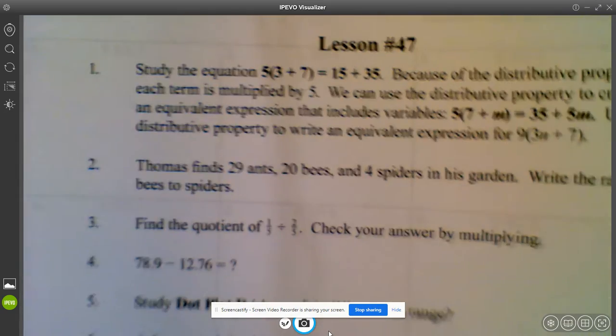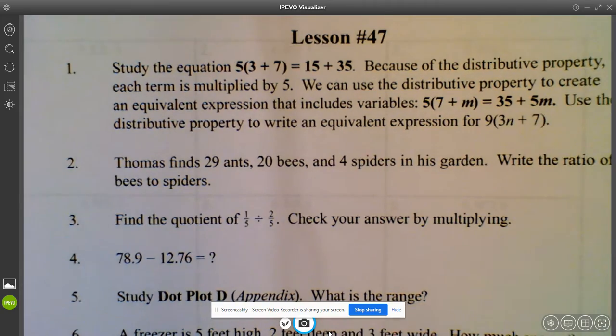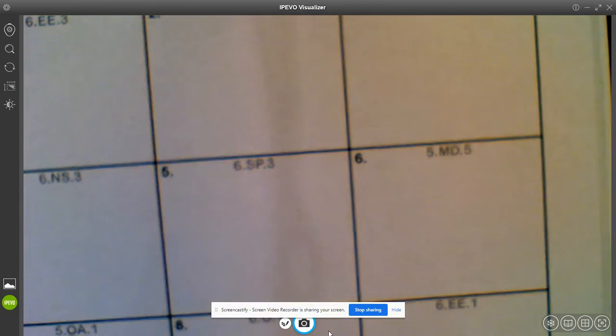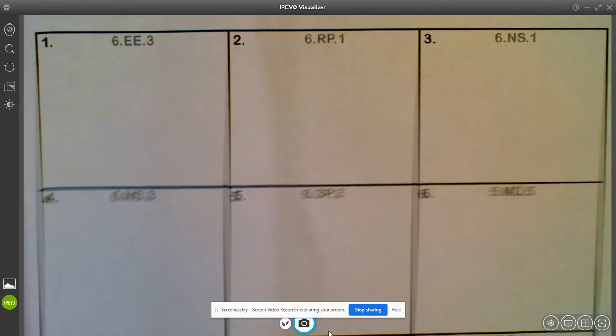Okay, guys, lesson 47 on your Simple Solutions. Call to the post problems 1 through 5. This is day 4 for NTI.